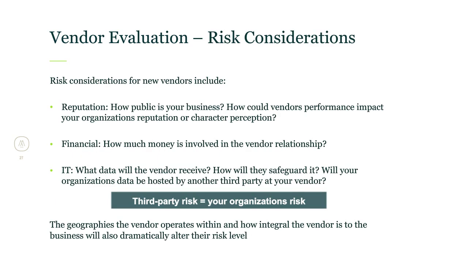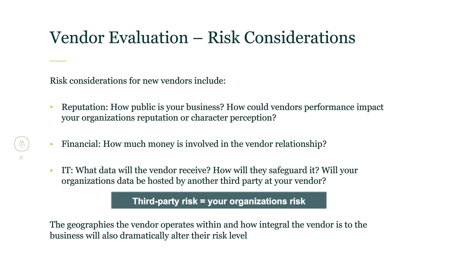And so really these risk considerations stretch across the board and come back to the idea that vendor risk is really your organization's risk. So you think through reputation. How could a vendor's poor performance negatively impact your reputation? Or better yet, on a positive note, how could their good performance assist in your reputation and in the growth of your organization? Also need to be considering how much money is involved in the vendor relationship. Make sure that you're putting the right emphasis and focus on the larger dollar, higher risk organizations.